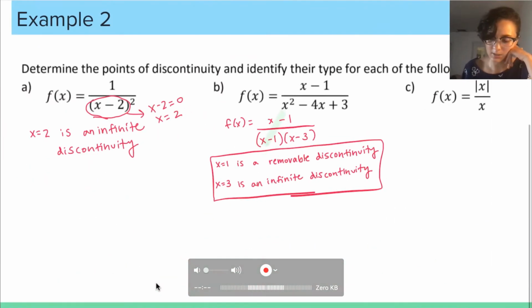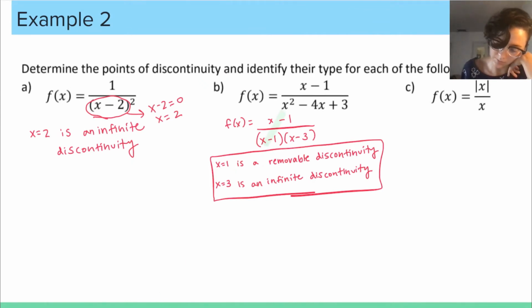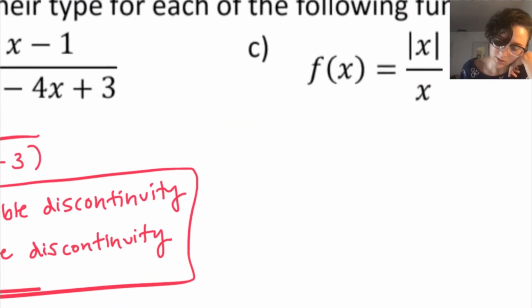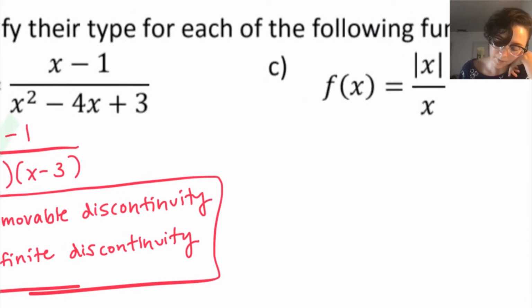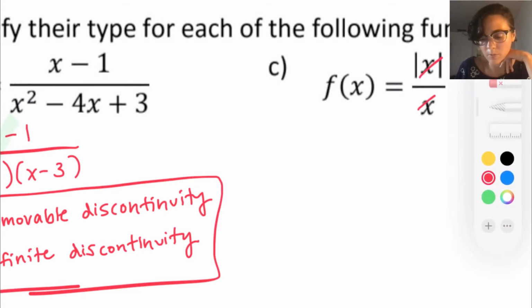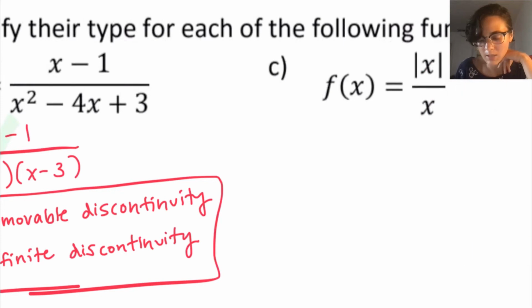Alright, and now let's look at this problem here. So this one is a little weird. Some people might want to remove that and cancel it out, but because of the absolute value bars, we can't really do that. But we know where there could be discontinuity, just because of this problem.